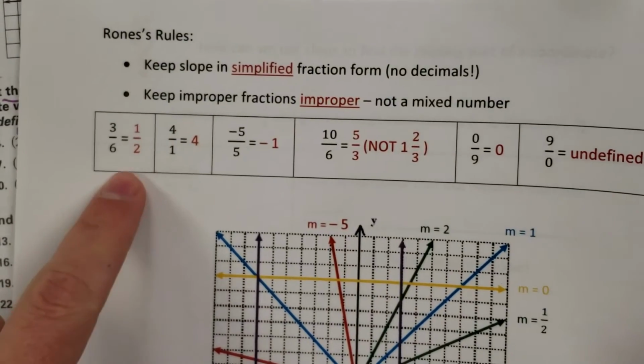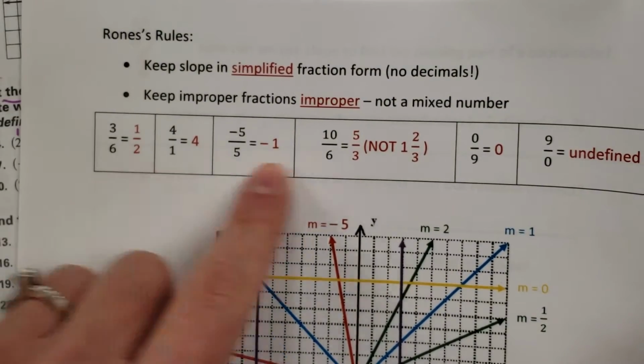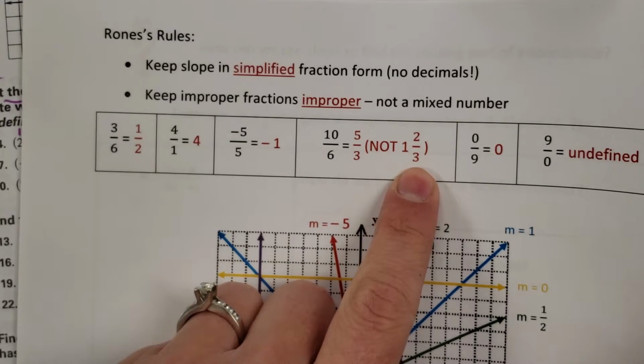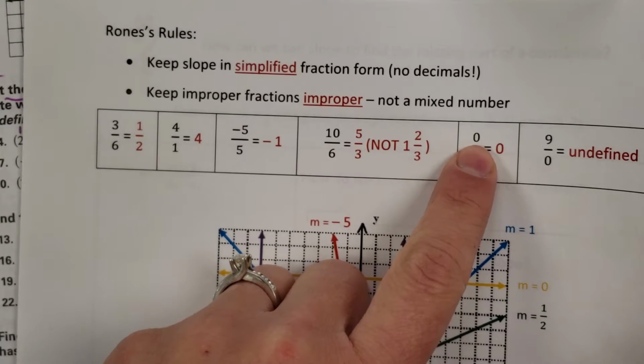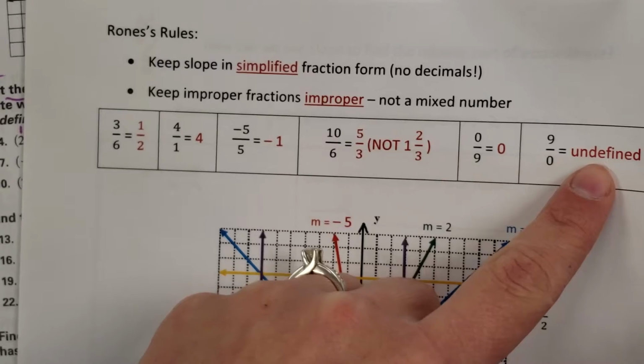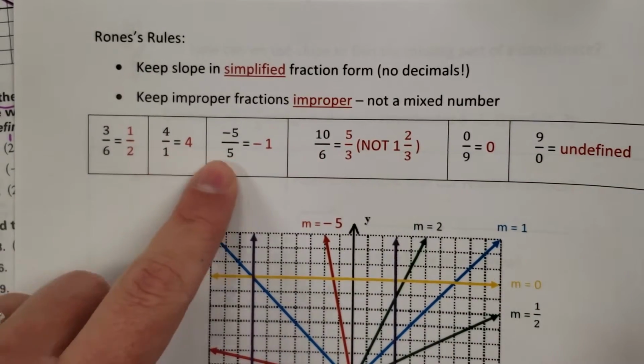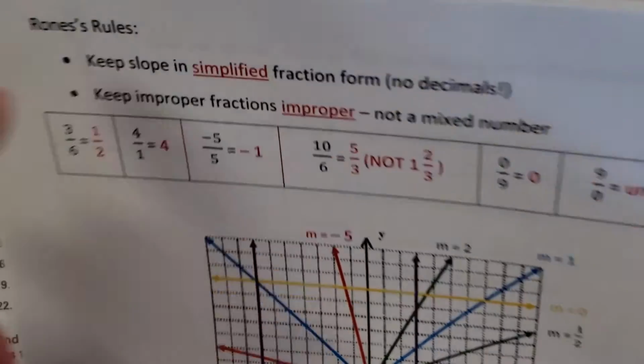So remember to simplify your slope when applicable, but not to the point where it's a mixed number. Remember that 0 in the numerator is 0, 0 in the denominator is undefined. Anything over 1 is itself, anything over itself is 1.